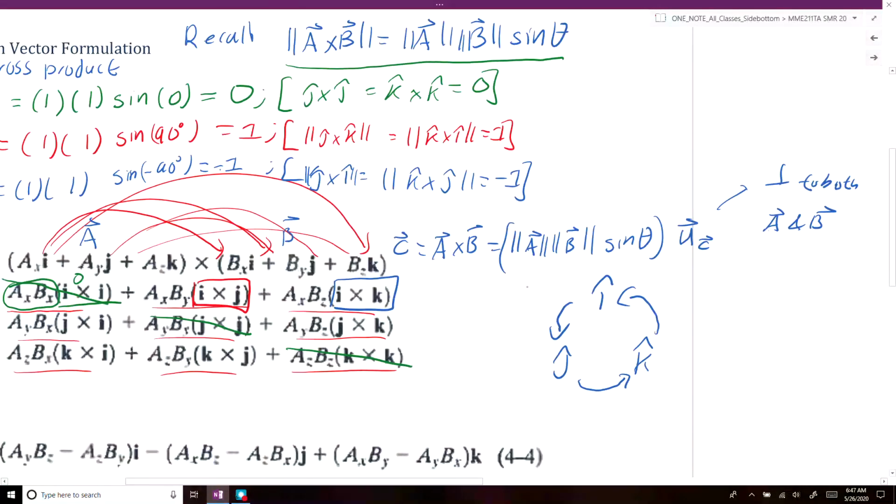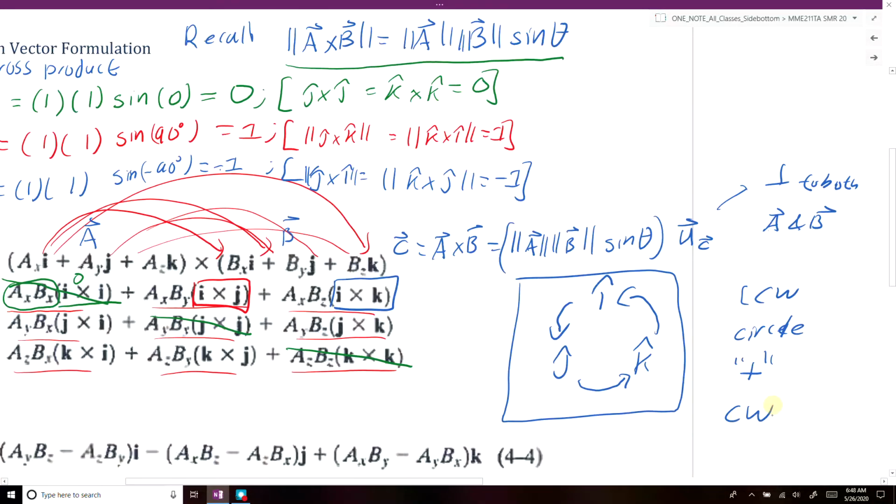So we can use this circle here to determine what is going to be our unit vector for the cross product between any two vectors. So if you go counterclockwise around this circle, you'll get a positive number. If you go clockwise around the circle, you have to add a negative sign in front of your unit vector.